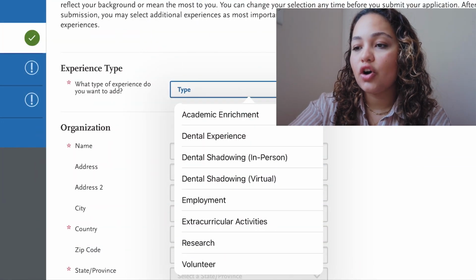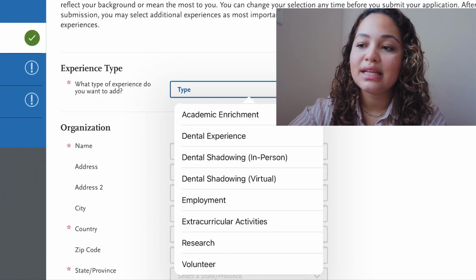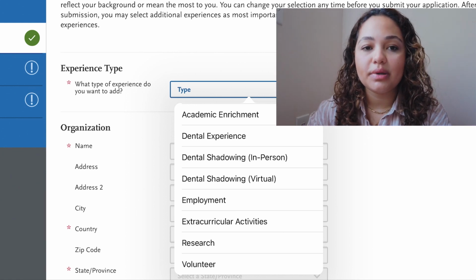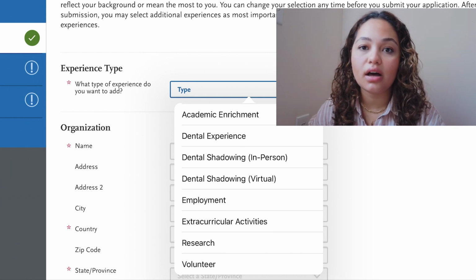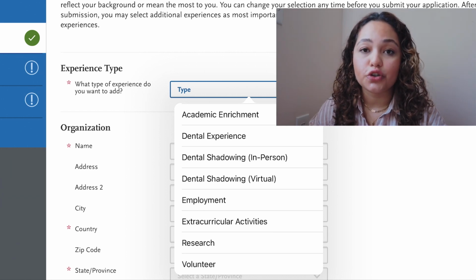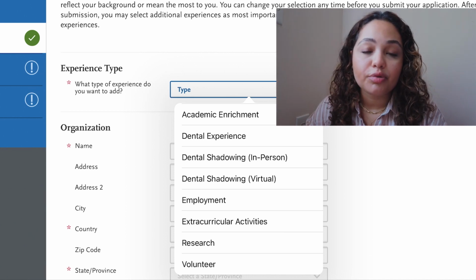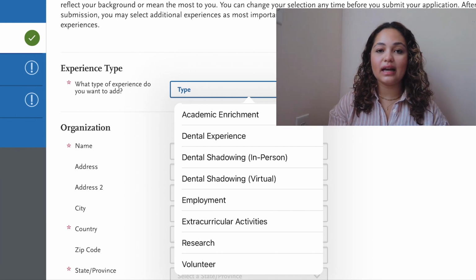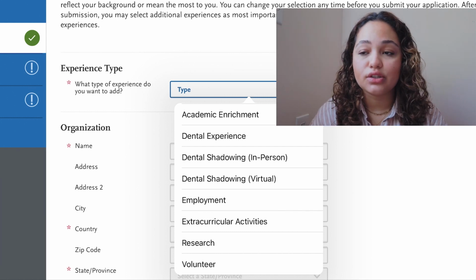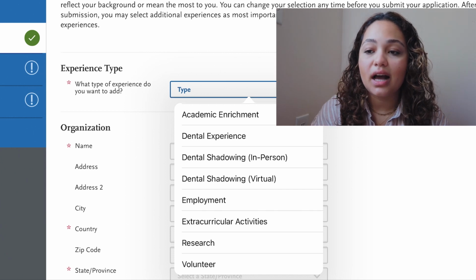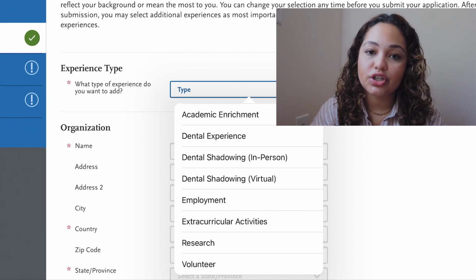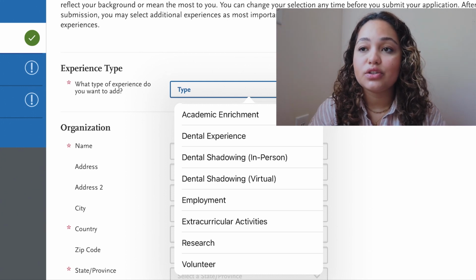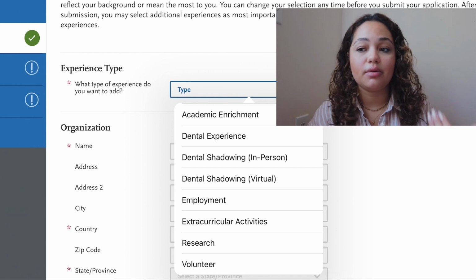Okay, so now going back to the other categories. There's extracurricular activities, research, and volunteer. Extracurricular activities would be something like a club or some sort of association at your school. Let's say you're a member of the pre-dental club, or some sort of pre-health club at your school, or any other clubs or activities; those are things that you can put under extracurriculars. And then research is if you're doing research in a lab, or you have some sort of project that you're working on, whether through your university or a separate institution. That would be considered research.